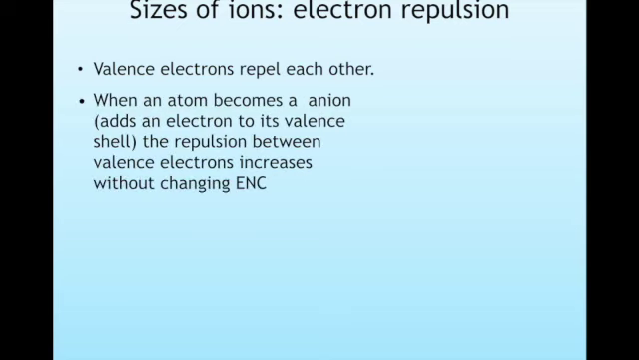Sizes of ions. Electron repulsion. Valence electrons do repel each other, so you don't want to sit the electrons next to each other, because opposites do attract and the sames are going to repel. So valence electrons are all negative. They're going to repel each other. So when an atom becomes an ion, adds an electron to the valence shell, the repulsion between these also increases.